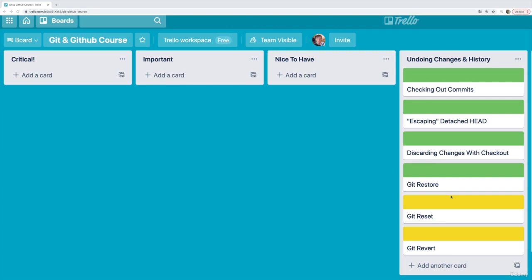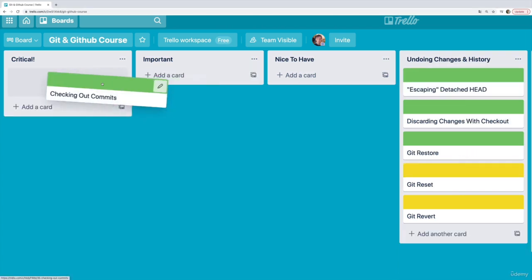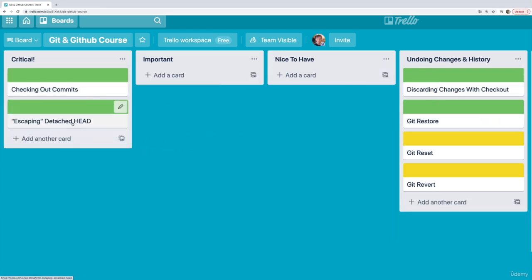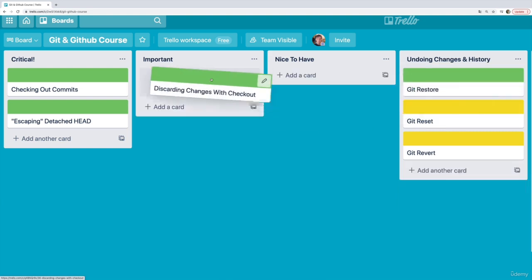Certainly I make mistakes or I want to undo changes, but not as much as I want to make commits, for example, or make branches. Anyway, we're going to start by talking about checking out commits and something called detached head and how to get out of it or how to fix it. It's not really a problem, but it's about recognizing what that means. And then we'll talk about discarding changes with git checkout.